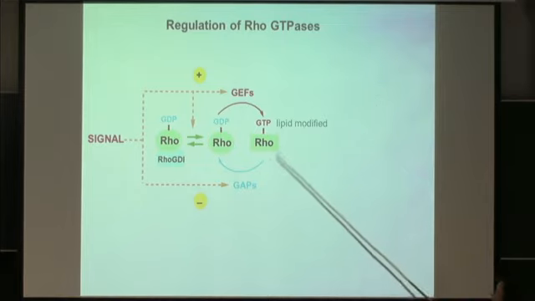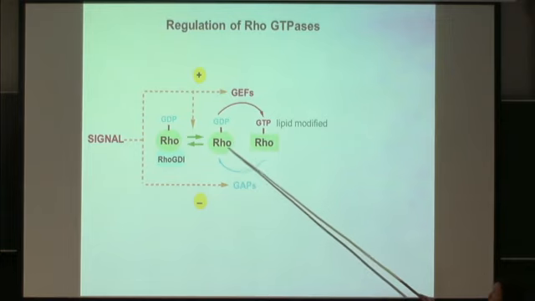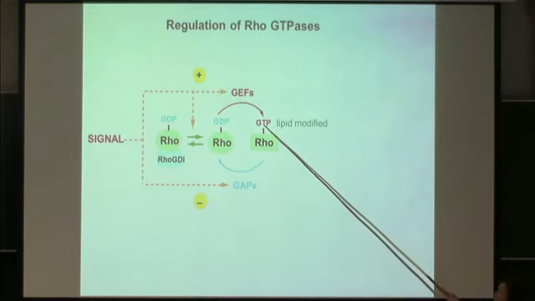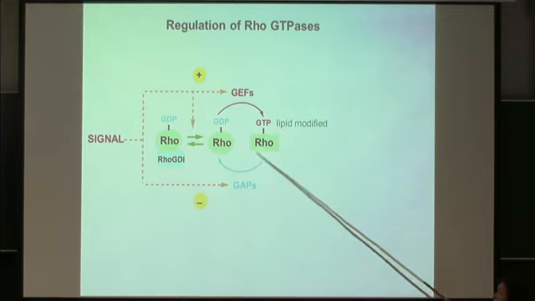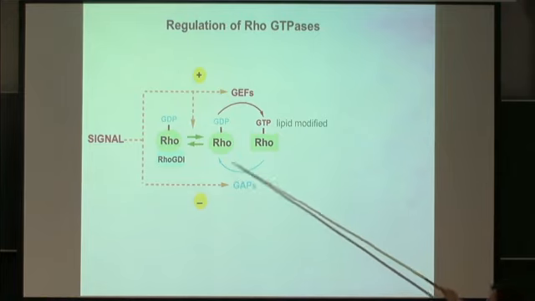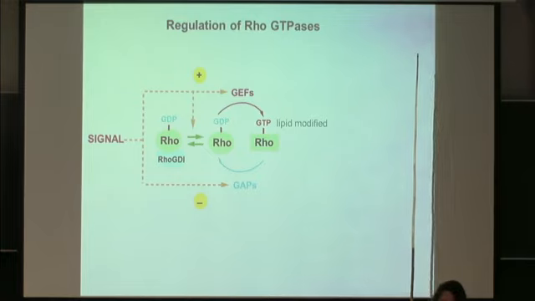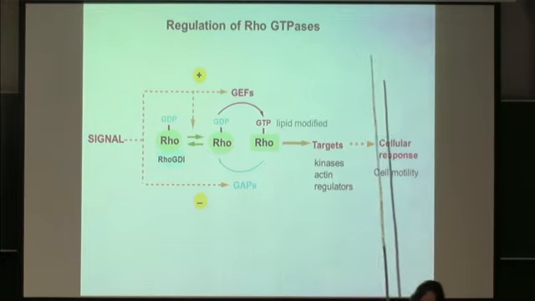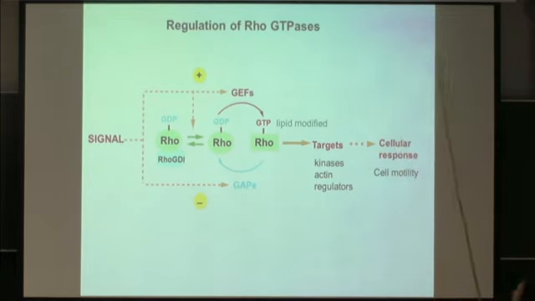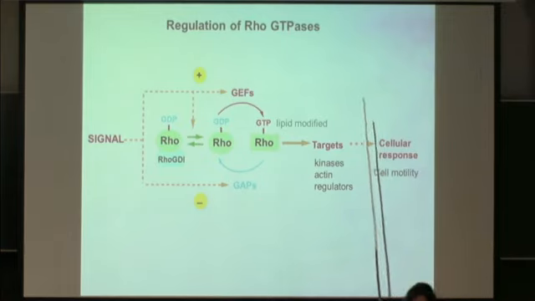On the other hand, there are enzymes that turn these molecules off. They remove the phosphate. They're called GAPs. They activate the GTPase activity, and that converts the protein back to the GDP form. So it's just this addition, this extra phosphate, that makes all the difference for the protein to talk to and activate proteins inside the cell, which include kinases that phosphorylate other proteins and actin regulators. And this leads to cell motility. Okay.